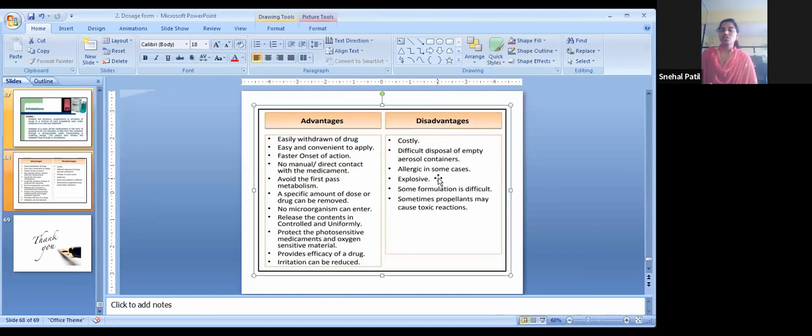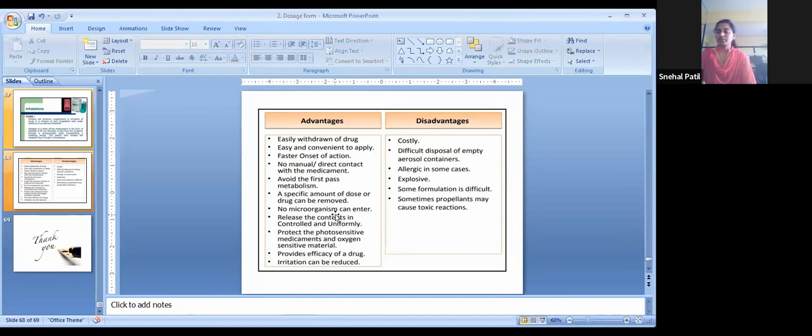Next is the disadvantages of the gaseous dosage form. It is costly. It has a difficult disposal of the empty aerosol container. When it is empty, it is the typical disposal of the empty aerosol container. Then it can be allergic in some cases. In some cases, it produces the allergy. So the explosive. This is the disadvantages of the gaseous dosage form.